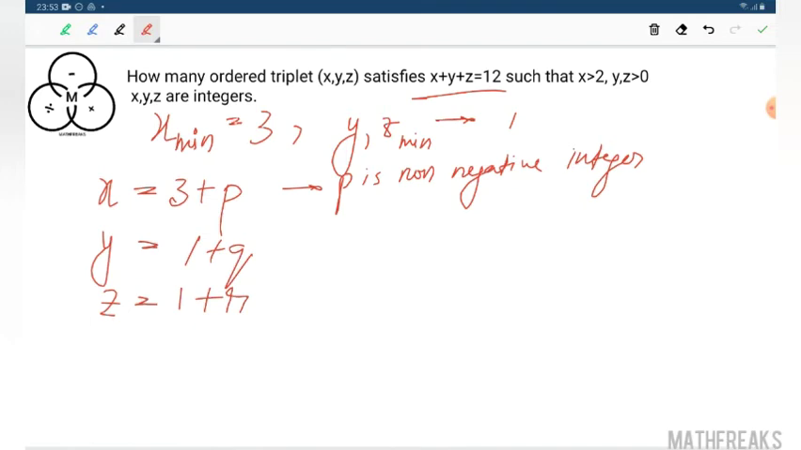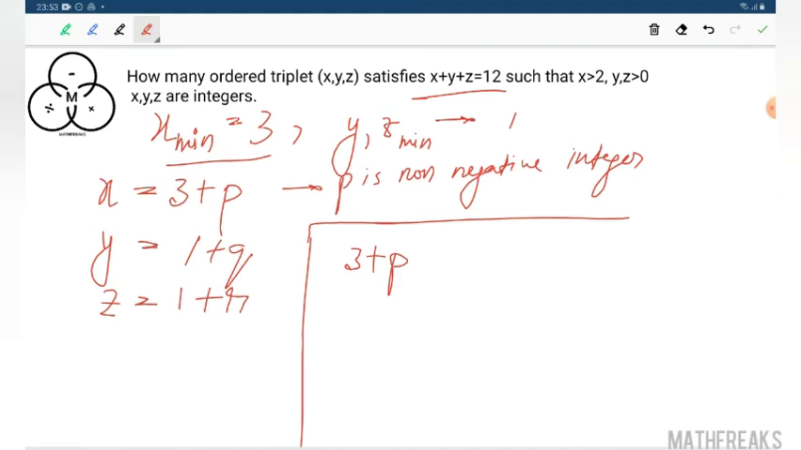Now what are we left to find? We need to find this 3 plus p. P can be 0 also. So the minimum value of x is also satisfied, that is x is greater than 2. It's not greater than or equal to. It's strictly greater than 2.